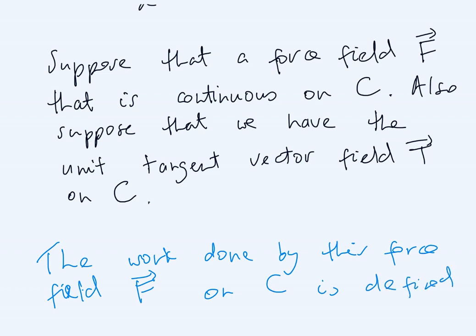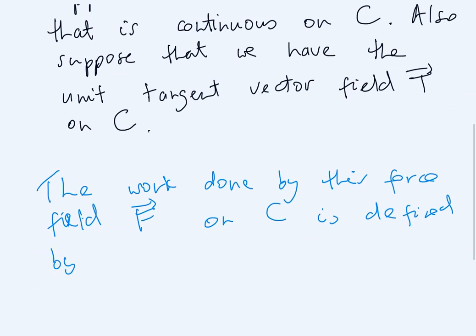We are going to denote this work done by the force field F on C with a W, and it's given by the integral along C of F dotted with T with respect to the arc length. So that's what defines the work done. That's the work that the force field F does on C. It's defined as this integral.